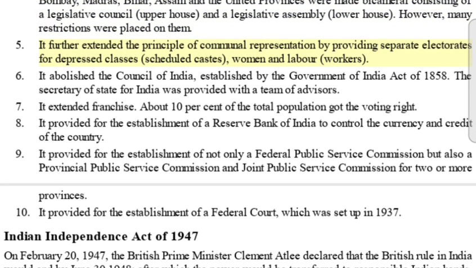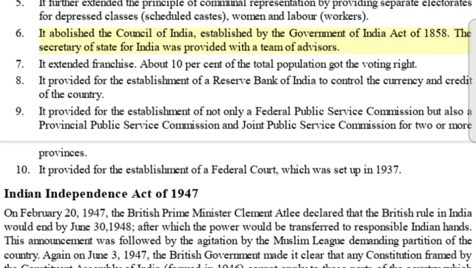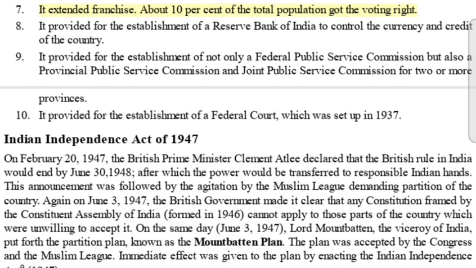5. It further extended the principle of communal representation by providing separate electorates for depressed classes, scheduled castes, women and labor workers. 6. It abolished the Council of India, established by the Government of India Act of 1858. The Secretary of State for India was provided with a team of advisors. 7. It extended franchise. About 10% of the total population got the voting right. 8. It provided for the establishment of a Reserve Bank of India to control the currency and credit of the country.